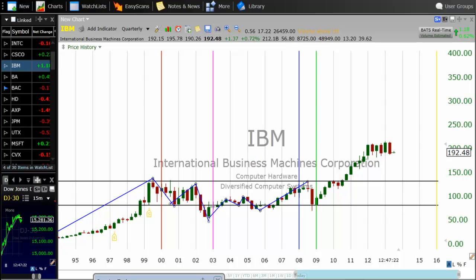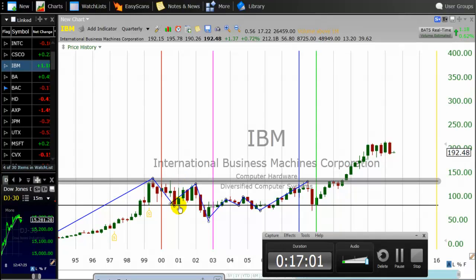This is about wave trading, part 10, using market cycle points to achieve a better wave analysis.